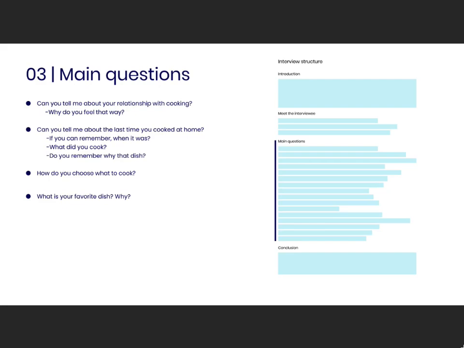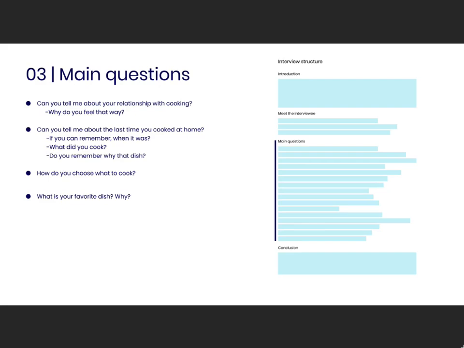You can start with a question like, "Can you tell me about the last time you cooked at home?" And after that, you can continue with sub-questions like, "If you can remember, when was it? What did you cook? Do you remember why that dish?" It gives you the option to go deeper step by step.